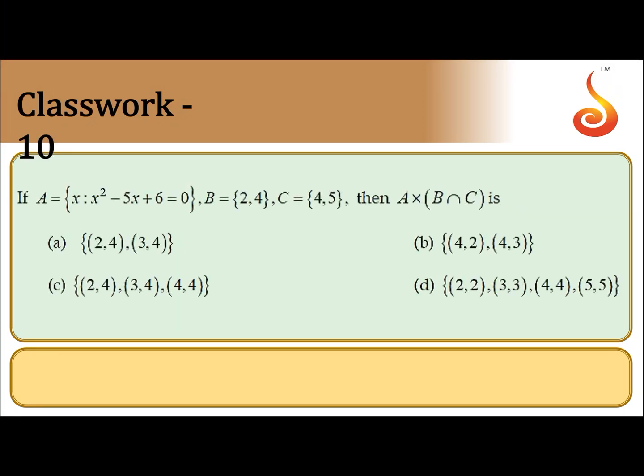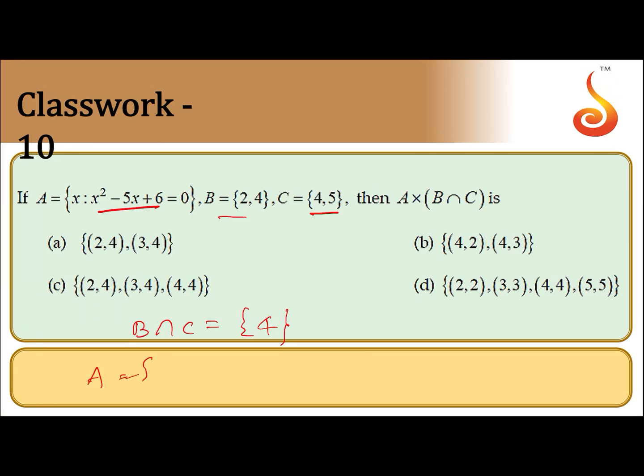Coming to the next one, if A is equal to the set of X such that X square minus 5X plus 6 is equal to 0, and B and C are given to you, find A cross (B intersection C). So we can clearly see that B intersection C is only the set {4}. A we need to calculate. A is equal to, by factorization, {2, 3}. You get it. A cross (B intersection C).